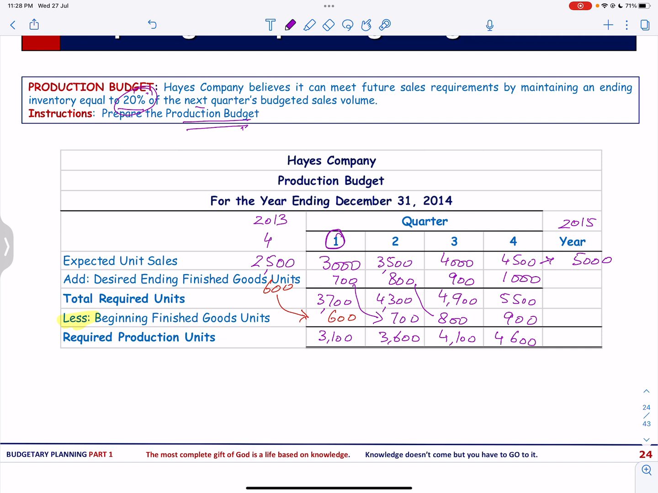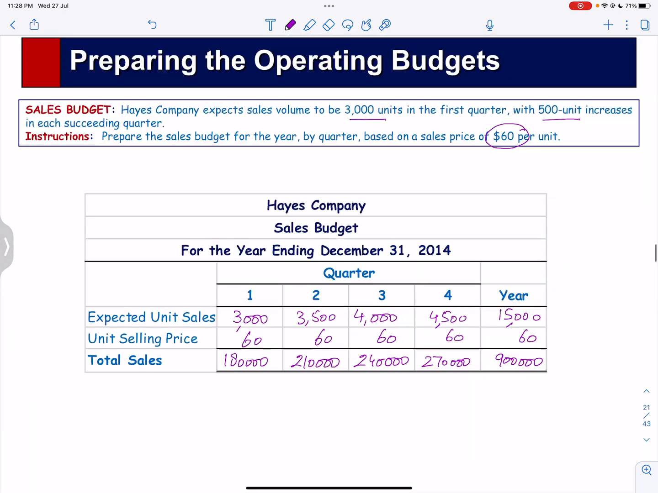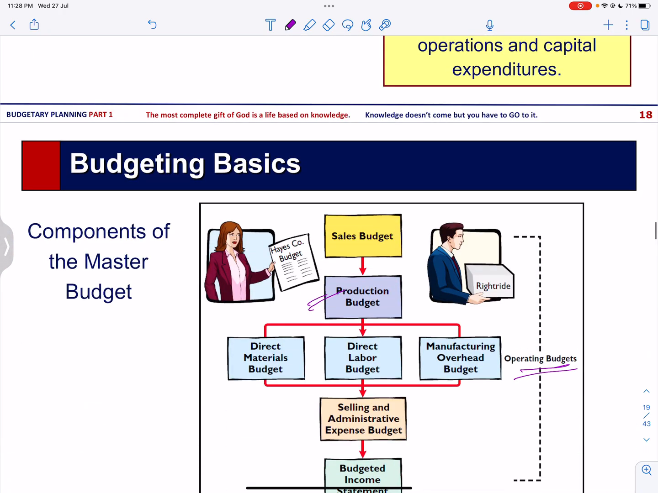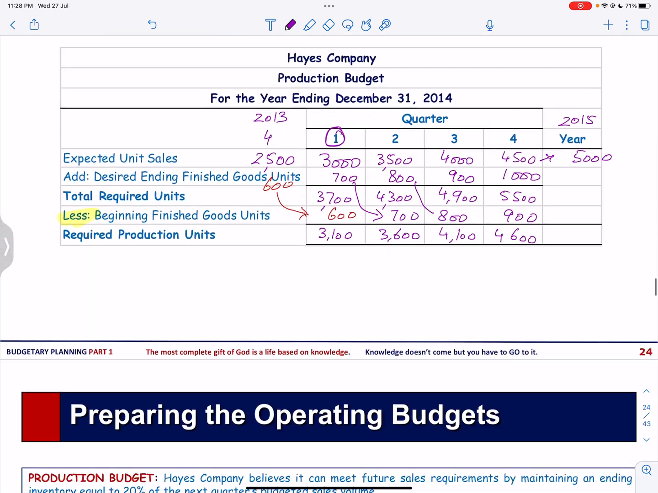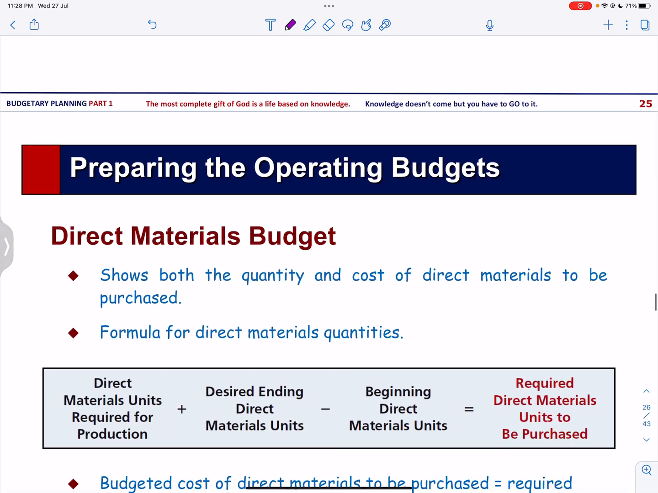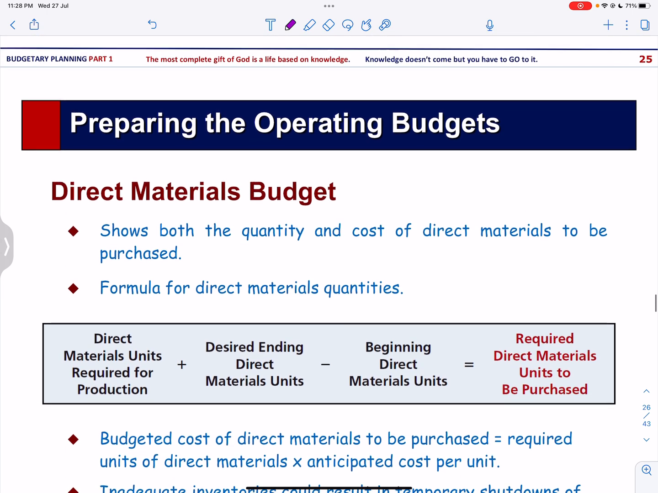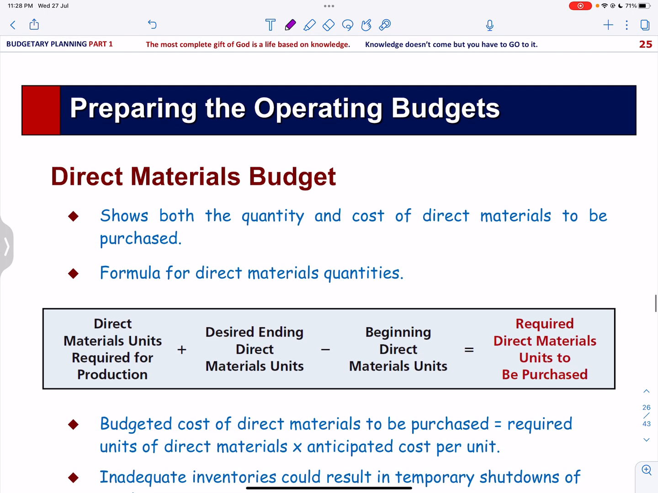Next we will look into, you see, after the sales budget and the production budget, we are going to prepare the direct material budget. So let us look into how to go for the direct material budget. Now the direct material budget shows both the quantity and cost of direct material to be purchased, and the formula for direct material quantity is given over here.